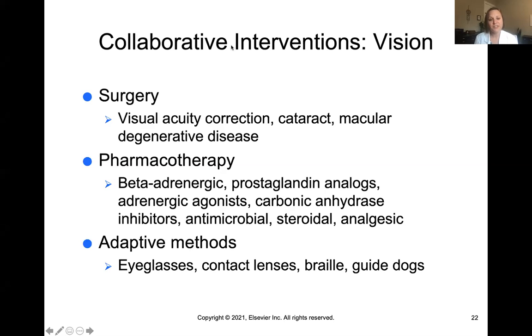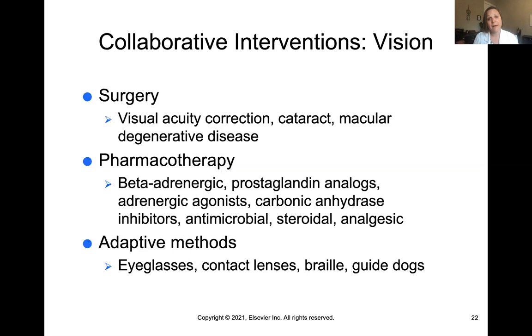So in terms of interventions for vision, there's options like surgery, things like laser surgery for visual acuity correction. Removing of cataracts is another common surgery you're going to see for vision. And then there's pharmacotherapy, some drugs that we can use to help with a variety of vision problems, things that either decrease inflammation, decrease pressures in the eye, increase tearing of the eye, or dry your eyes out more. It just depends on what the patient's specific vision problem is.